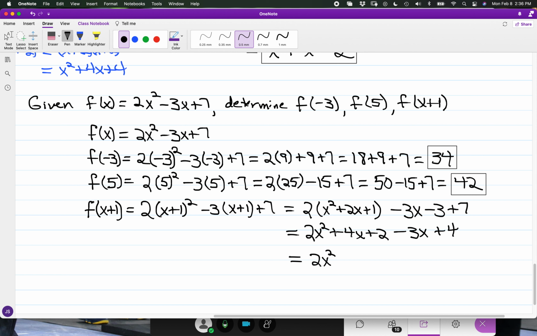And here we're going to have 2x squared. Now 4x and negative 3x will be a positive x. And we have 2 plus 4, which is going to be 6. So by adjusting the input from x to x plus 1, the output changes to 2x squared plus x plus 6.